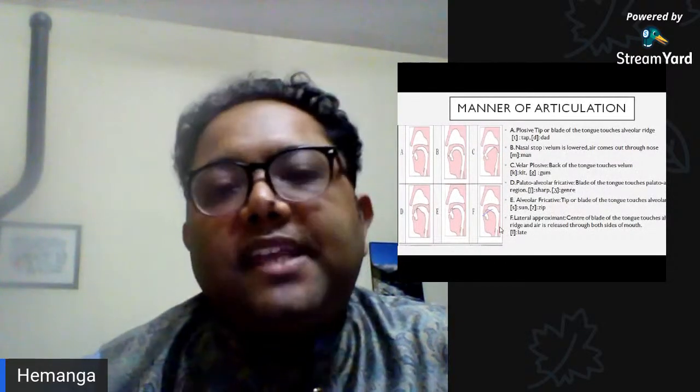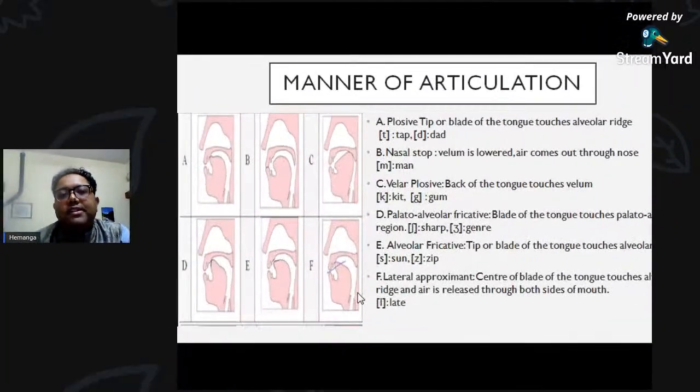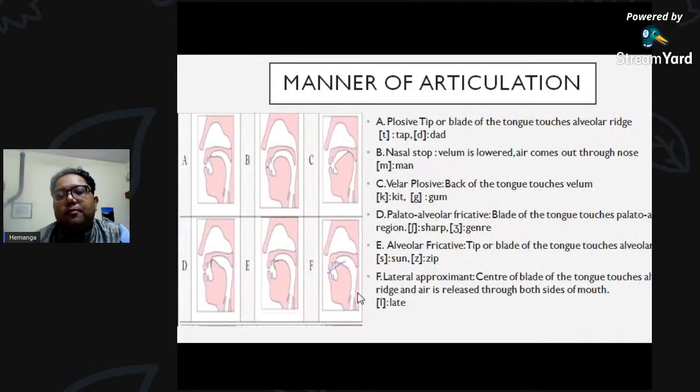So after the place of articulation, now you should remember the manner of articulation. All these sounds we can say are plosive. Plosive is produced with a stricture of complete closure and sudden release. The active articulator and the passive articulator come close together and then release with explosion. So this is called the plosive sound. Then the nasal stop: the velum is lowered, air comes out through the nose, and this is called the nasal sounds. I have already explained this in the oro-nasal process.